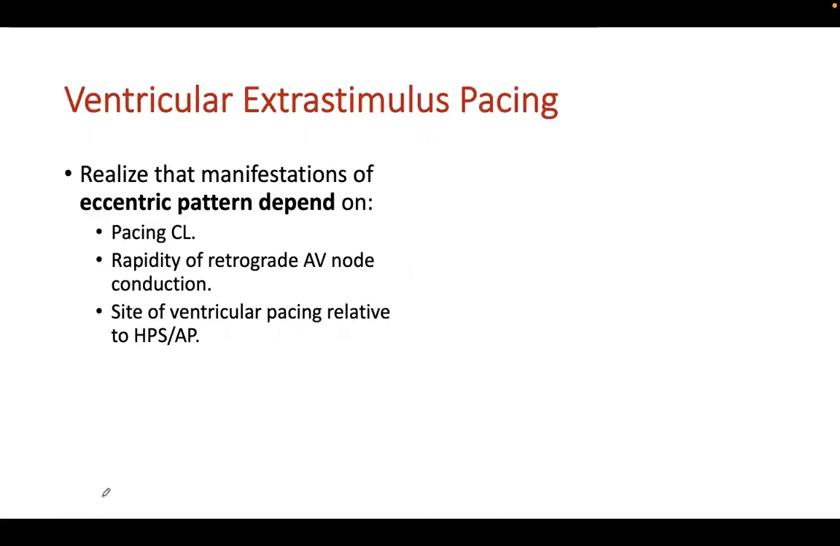Okay. Now, like we said, you have to realize further caveats. If you want to manifest an eccentric activation, it depends on the pacing cycle length. Meaning, if you're pacing from the right side, typically we're pacing from the RV, right?